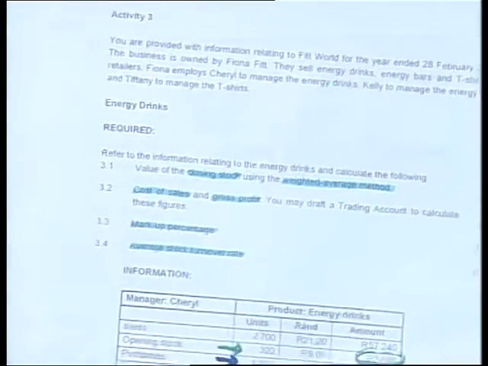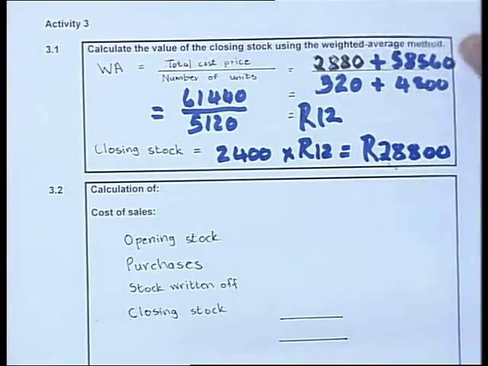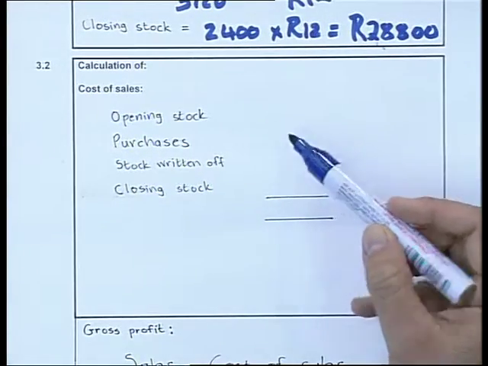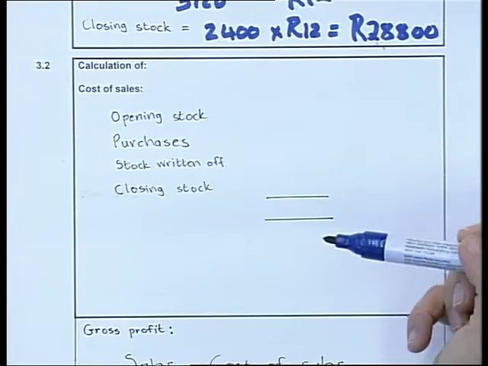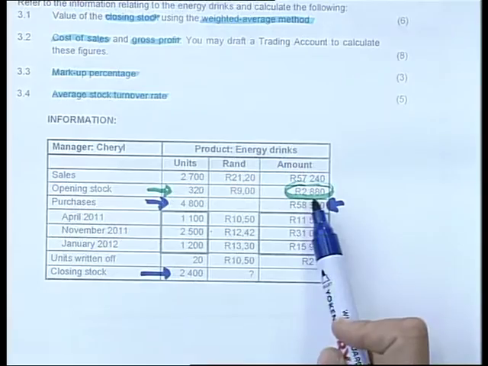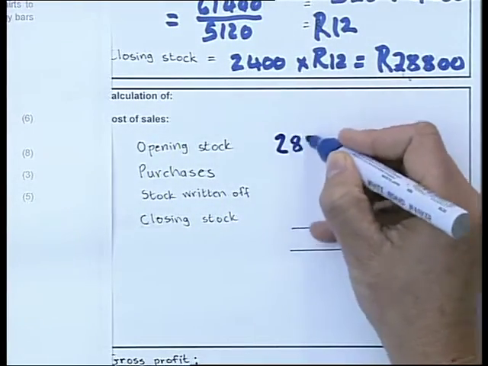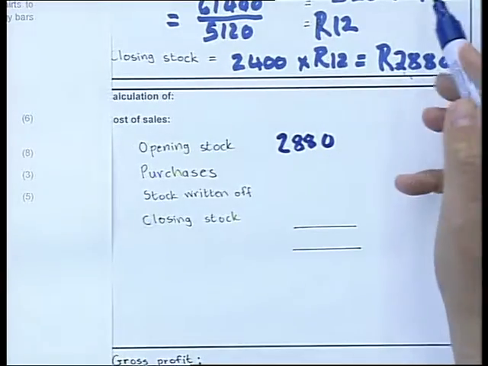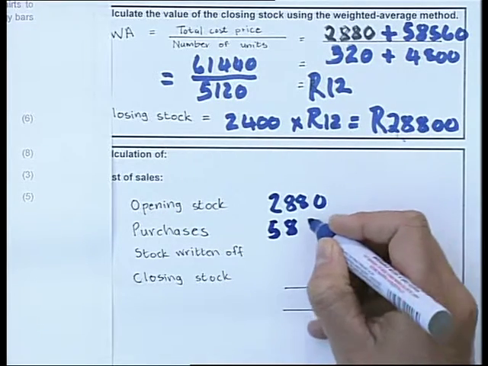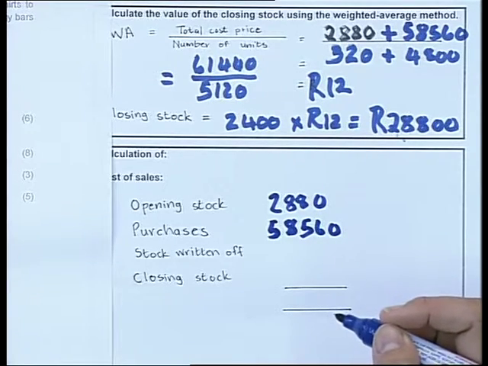Okay, so let's do that. I prefer using this method. This is the same as the note for cost of sales when you use the periodic system. So the opening stock. Can you remember what the opening stock was? It was 2,880. So opening stock 2,880 plus all my purchases 5,850. And then they said there was some stock written off.